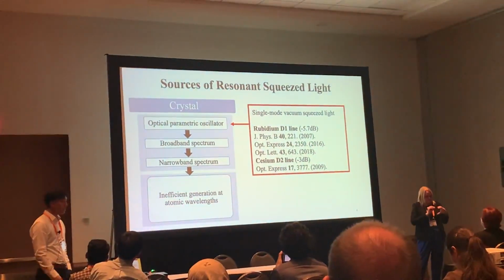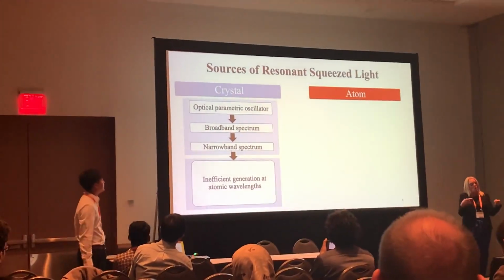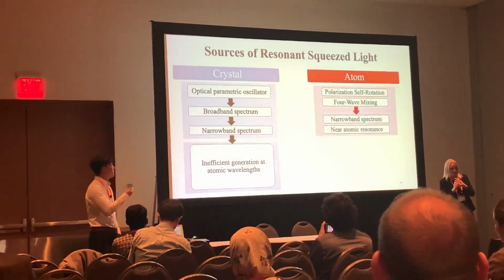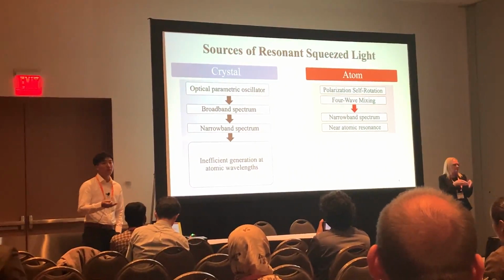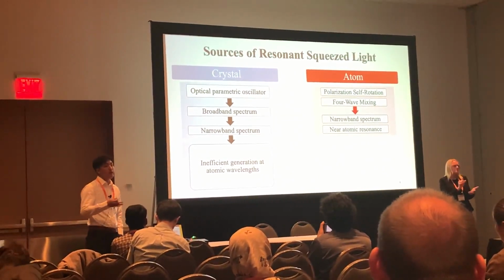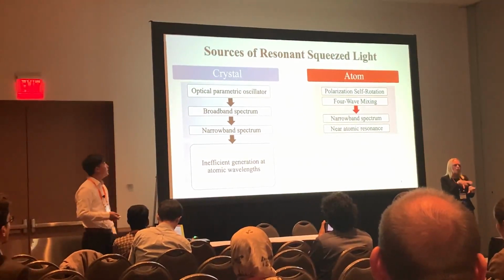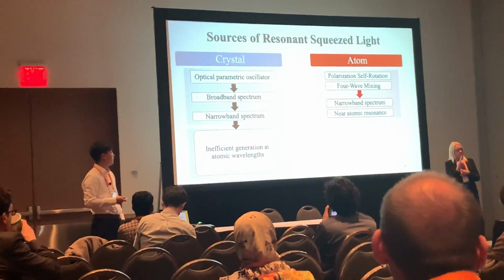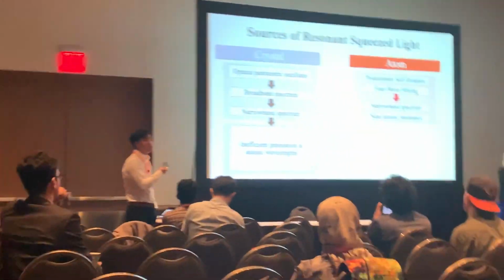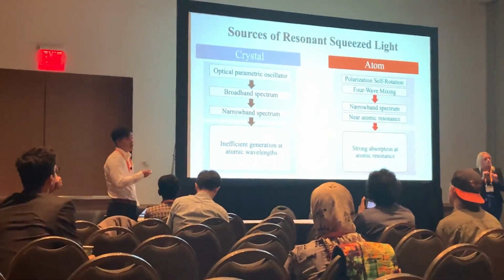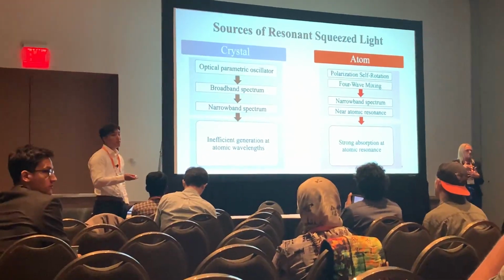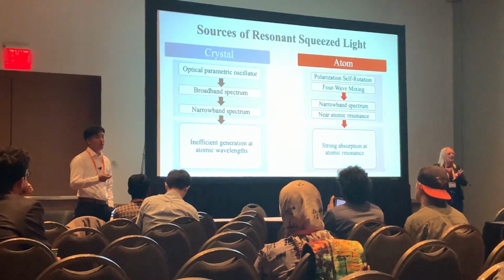Alternatively, if we can generate squeezed light with atoms, it is already narrowband and already near resonance, so it will be a much easier and more natural way to generate it. There are two common ways to generate squeezed light: one is polarization self-rotation, and the other is the four-wave mixing process. However, when they try to get it on resonance, the strong interaction with the resonant transition means it all gets absorbed, and it is a challenge to generate.